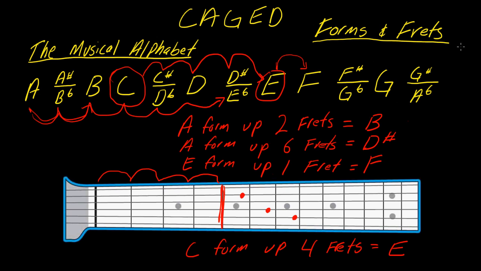So that's how forms and frets work, and it's important that you understand this before we move on to our next lesson, which will be showing you another element of the CAGED system and how it connects the entire fretboard together using this sequence.